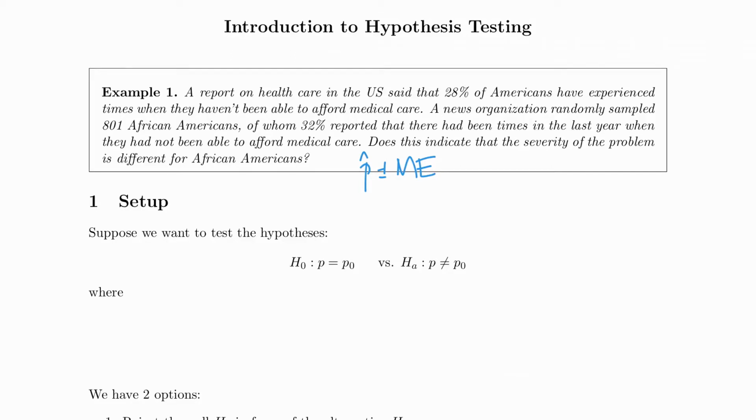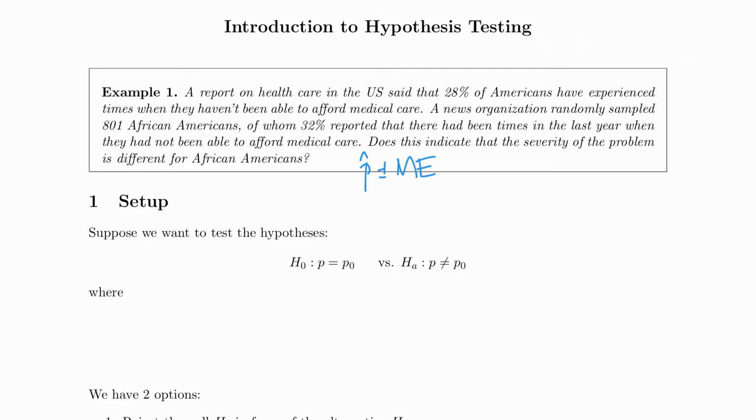Because again, the confidence interval gives us a range of values for the true P that are consistent with the data that we've observed. On the flip side, if 28% did not lie in the confidence interval, that would suggest that 0.28 is inconsistent with the data that we've collected, and therefore that the severity of the problem seems to be different for African Americans.